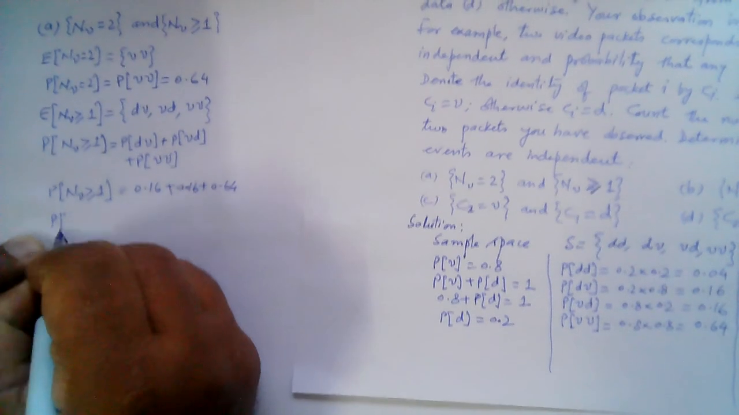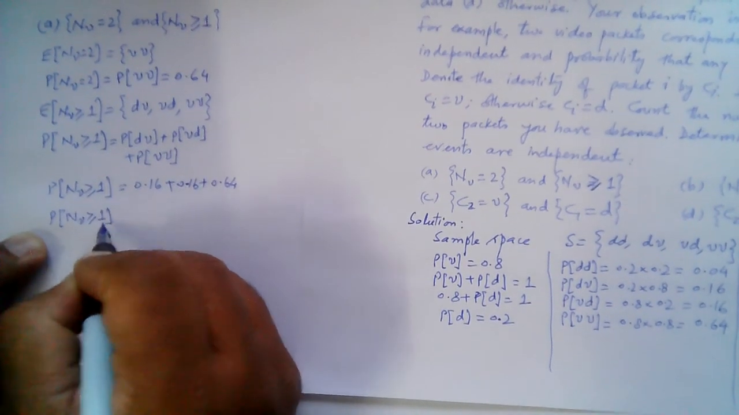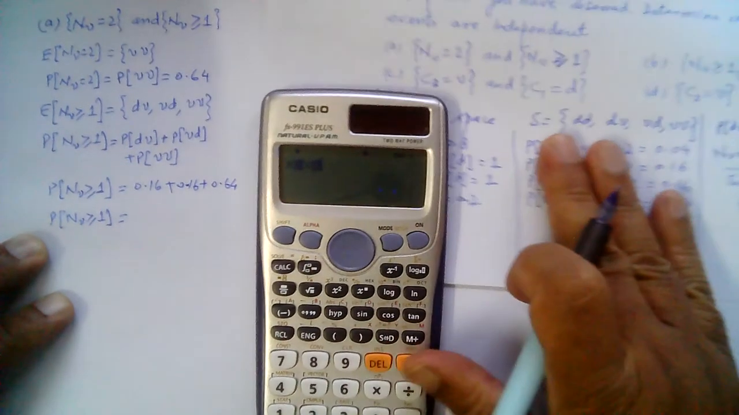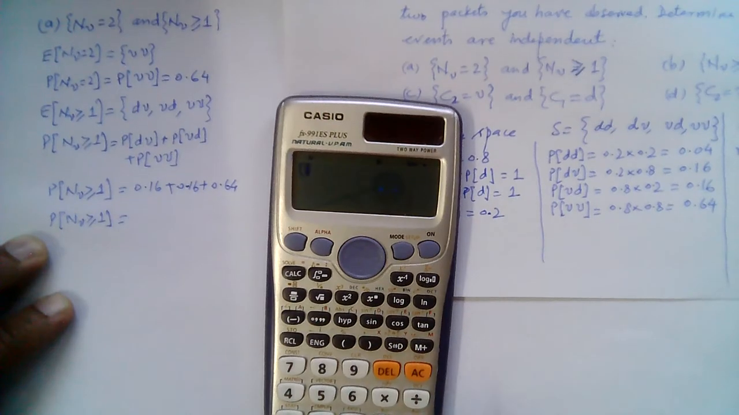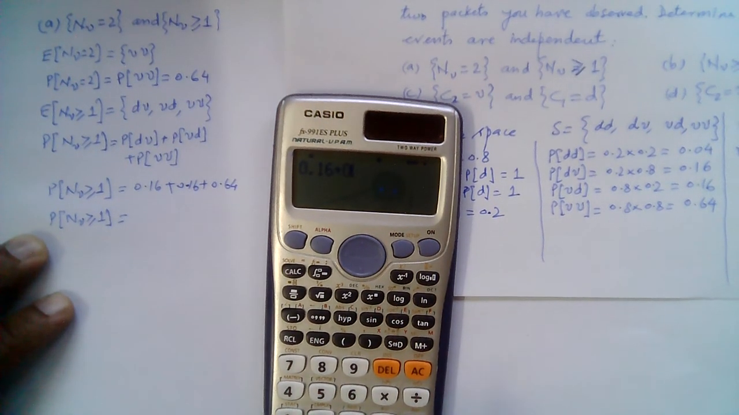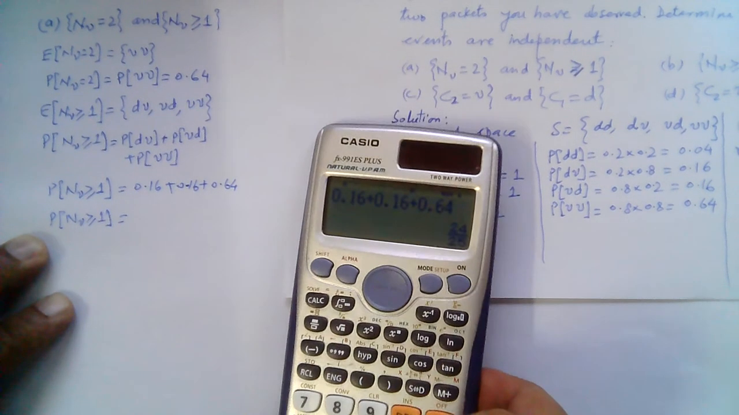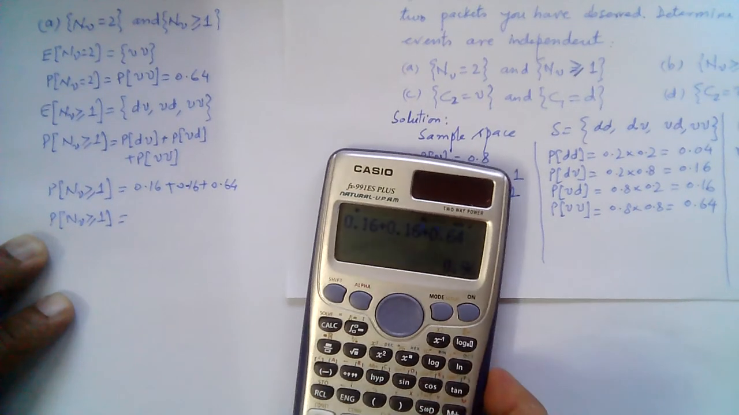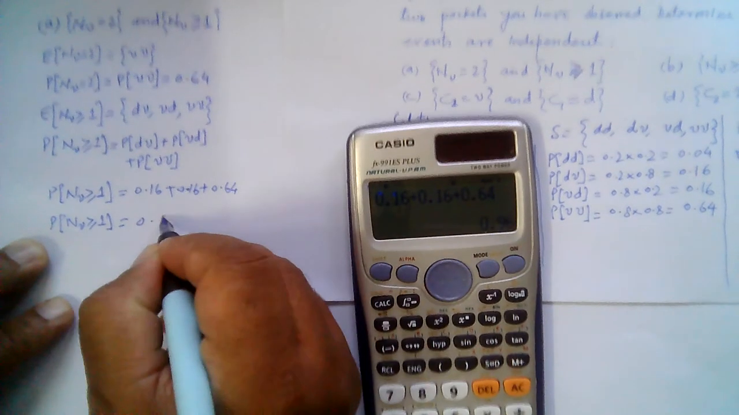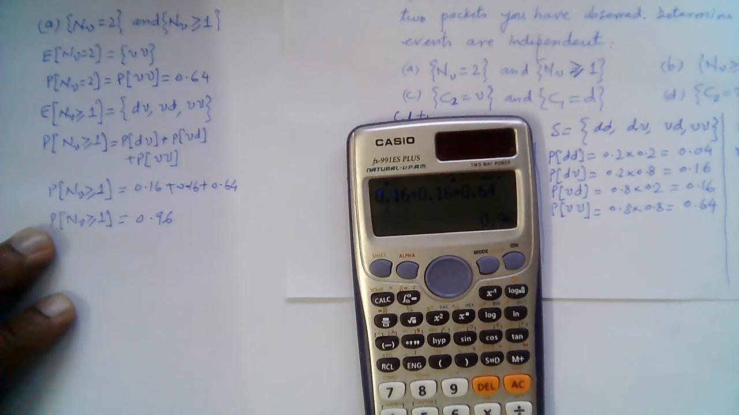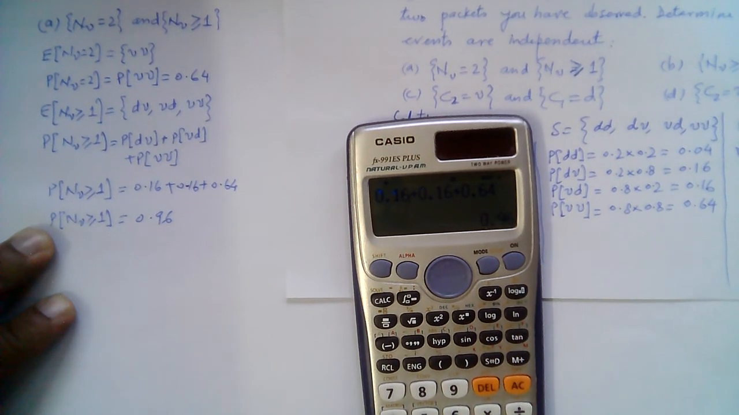So probability of NV greater than or equal to 1 is equal to 0.16 plus 0.16 plus 0.64, and that is equal to 24 over 25, or in other words, this is 0.96. So the probability that number of video packets is 1 or greater than 1, that is 2, is very high, and it is equal to 0.96, right?